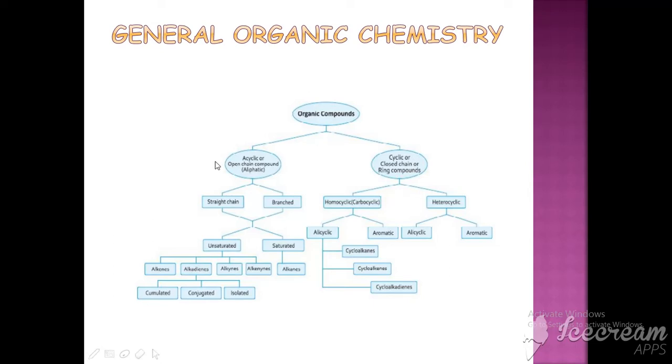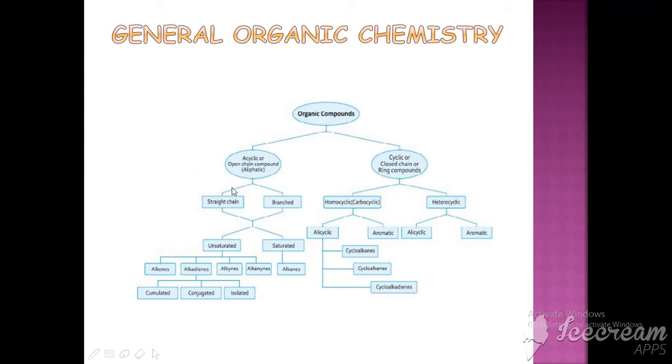Organic compounds are basically divided into two categories. One is acyclic and the second is cyclic. Acyclic compounds are also known as aliphatic compounds, because they are open chain compounds, whereas cyclic structures are closed chain or ring compounds. For example, benzene is a cyclic compound, and methane, ethane and all like that are acyclic compounds.